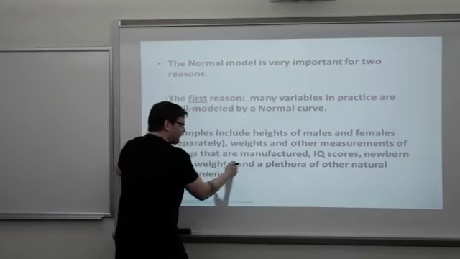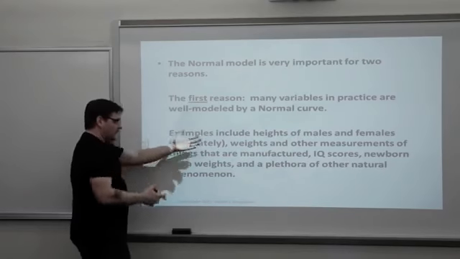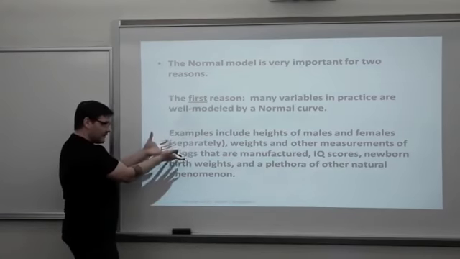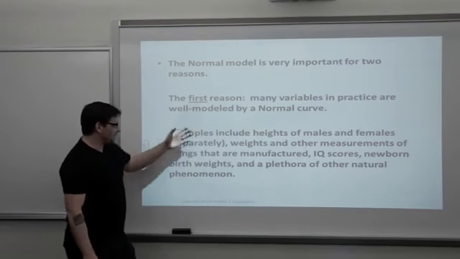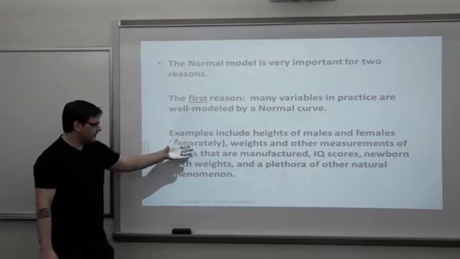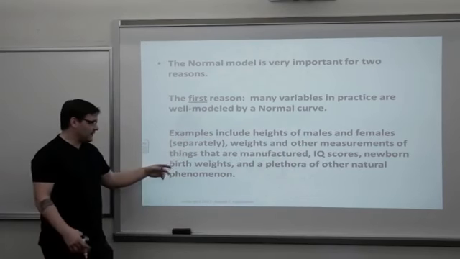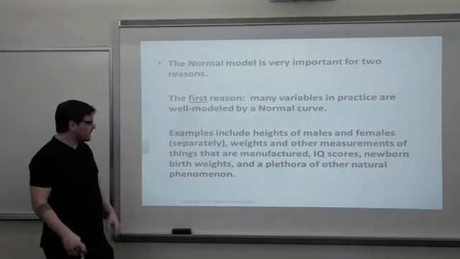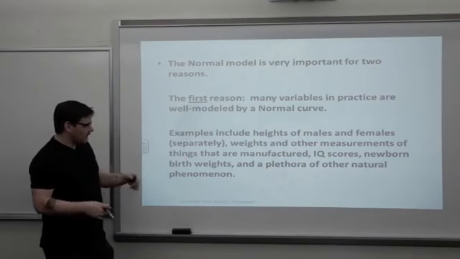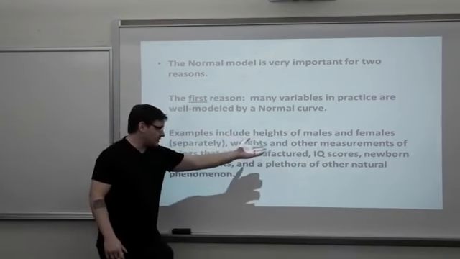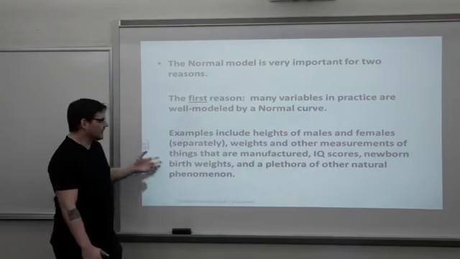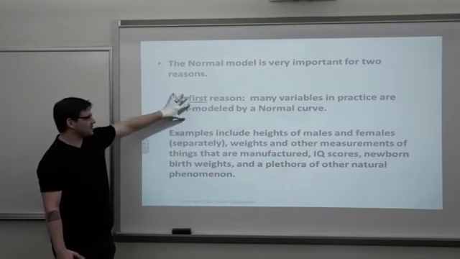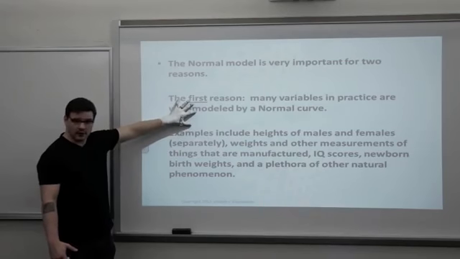If we looked at females separately, the average height would be shorter, but again, that bell-shaped curve would describe the distribution of female heights. Weights and other measurements of things that are manufactured are typically normal. For example, if you were packing up bags of potato chips, you would get a normal model if you looked at the weights. IQ scores are a very famous example, as are newborn birth weights and a plethora of other natural phenomena. So the first reason is that many things will look normal.